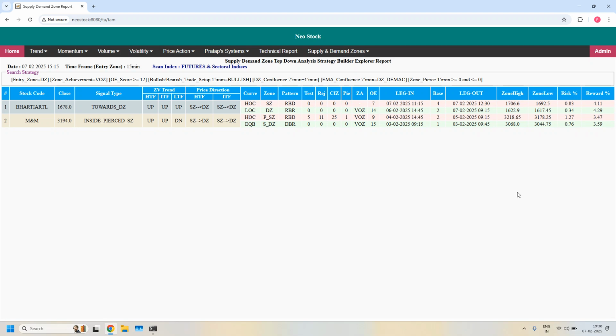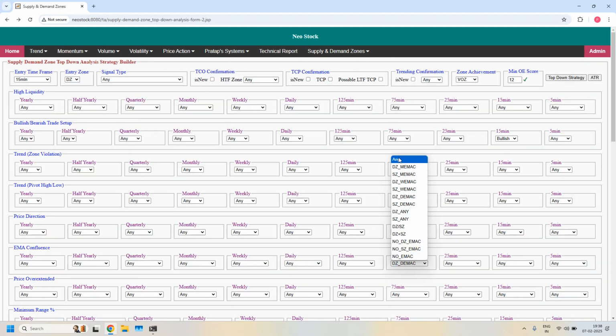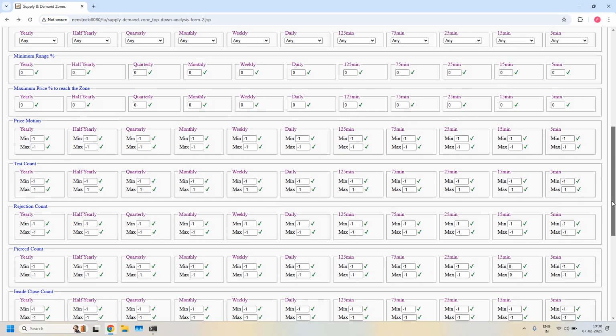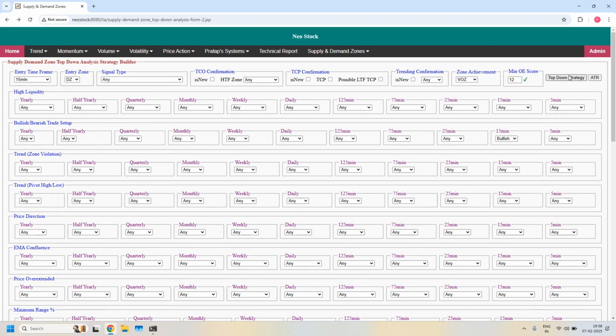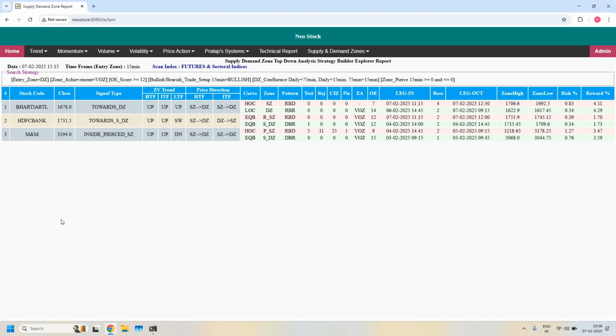Next, LTF, ITF and HTF specific. I am removing EMA filter. In the demand zone confluence, 3 filters we have to set. First filter is already enabled, 15 minutes with 75 minutes demand zone confluence. Second filter is 15 minutes demand zone with daily demand zone confluence. Third filter, 75 minutes demand zone with daily demand zone confluence. With all the three filters, LTF, ITF, HTF demand zone confluence, we got three stocks.